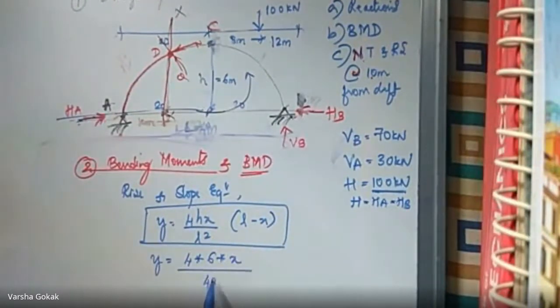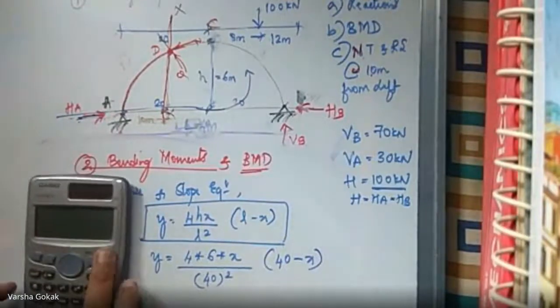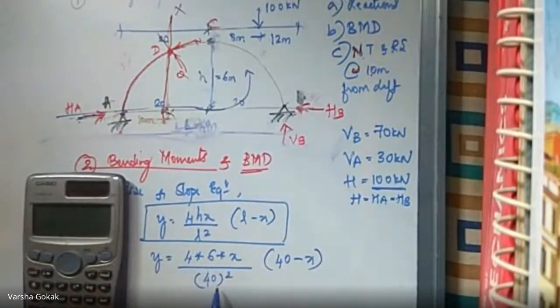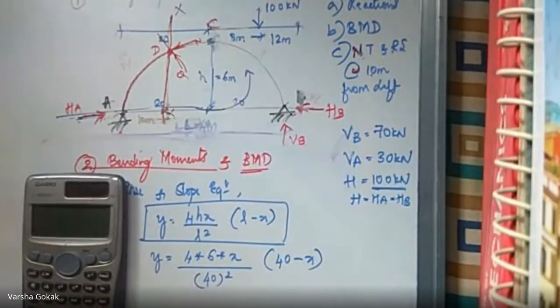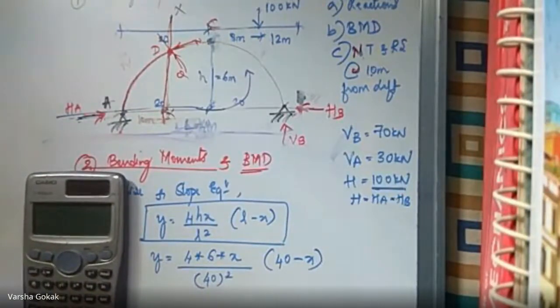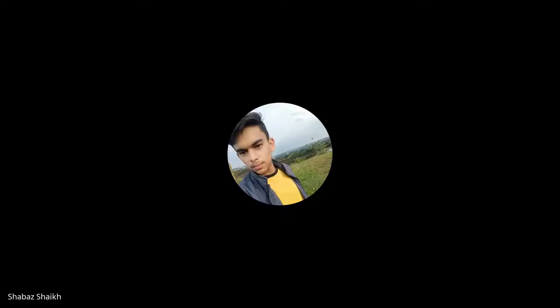L is 40. 40 square, L square, into 40 minus x. Open the brackets and solve for this. So, when we solve for this, 4 into 6 divided by 40 square will give me 0.015.